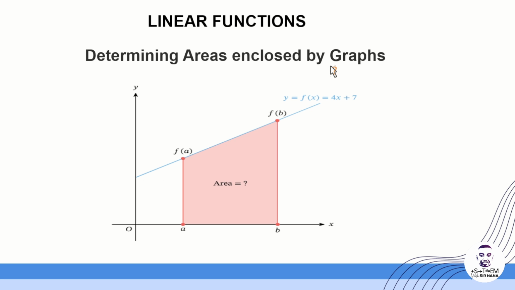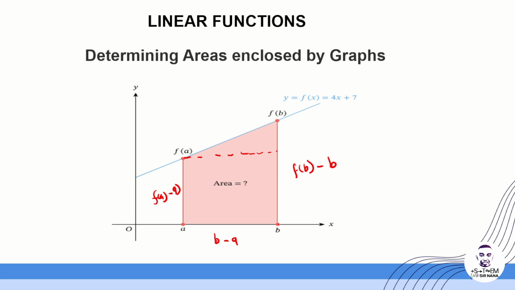So let's consider this. To find the area of the graph, first we must be able to know the distance from A to B here, because with this shape, we find that the shape is more of a trapezium, right? So we need to find the distance from A to B, which is B minus A. And then we find the distance from B to F of B, right? Which will be F of B minus B, right? And then we need to find the distance here, which is F of A minus A.